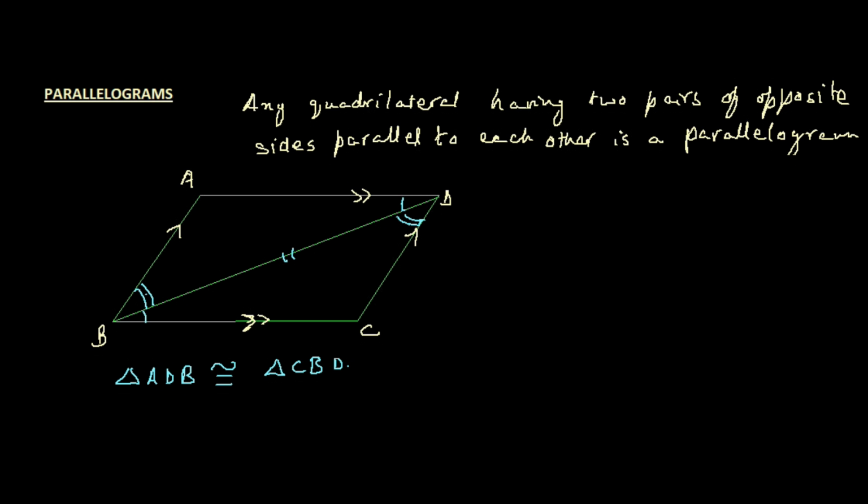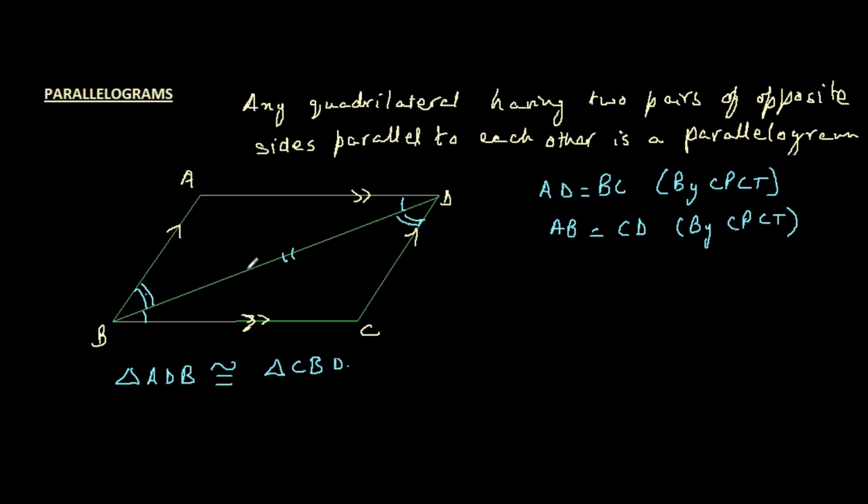Now what does it say about its corresponding sides? Well, if we look at the corresponding sides, we've got AD, which is equal to BC. So AD is equal to BC. We can say by CPCT, which stands for corresponding parts of congruent triangles. We can say that BD is equal to BD, so that's obvious. And we can say that AB is equal to CD, again by CPCT.